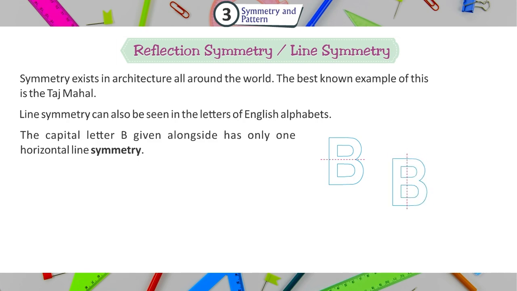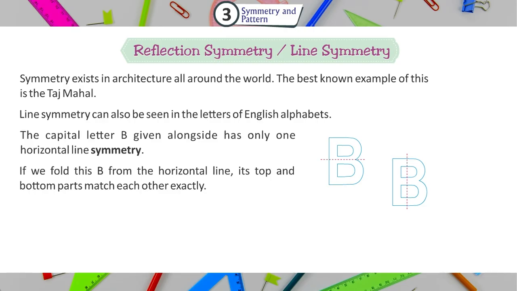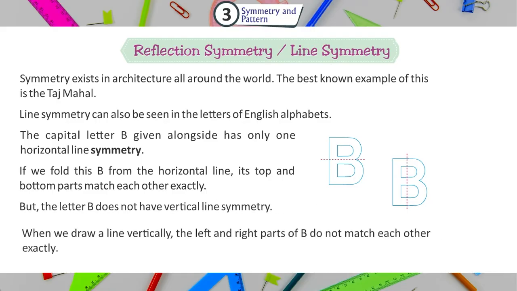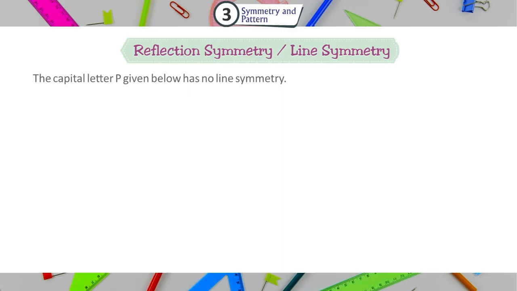The capital letter B given alongside has only one horizontal line symmetry. If we fold this B from the horizontal line, its top and bottom parts match each other exactly. But the letter B does not have vertical line symmetry. When we draw a line vertically, the left and right parts of B do not match each other exactly. The capital letter P given below has no line symmetry.